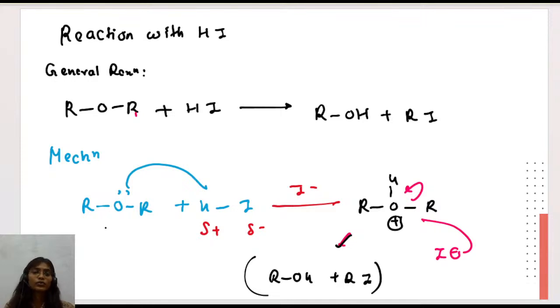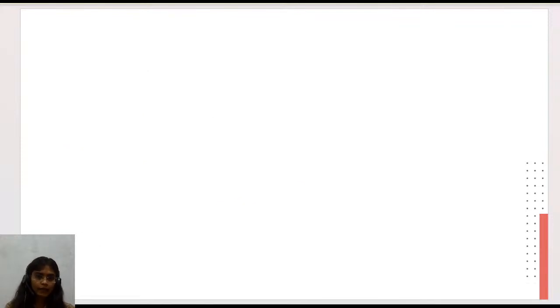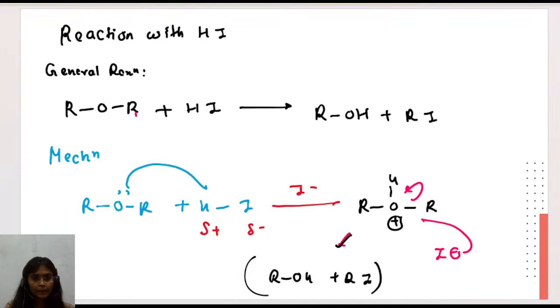Now what is important is how to identify the product. Let's discuss some questions from this part and the topic will be clear. One more thing I want to highlight: in this case we are going to follow the SN2 mechanism, a normal reaction. Now let's solve some examples.